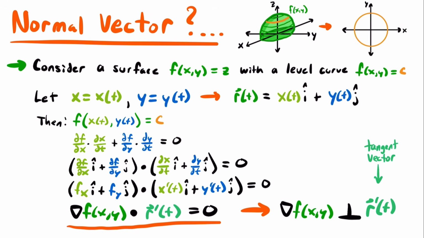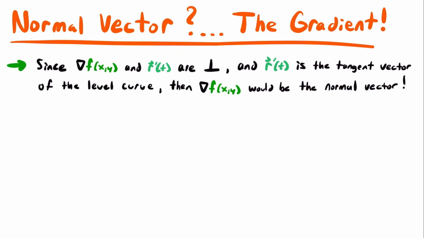And so if the gradient vector is perpendicular to the tangent vector, then that means that the gradient vector would have to be the normal vector, specifically the normal vector for a point on a level curve of a multivariable function. Okay, so to really drive this point home, here's what we're working with. The conclusion that we have just made is that since the gradient vector, del f of x y, and the derivative of the vector function, r prime of t, are perpendicular, and r prime of t is the tangent vector of the level curve, then the gradient vector would be the normal vector.